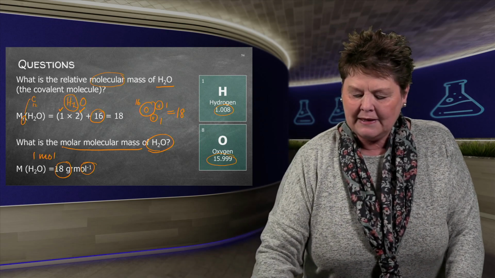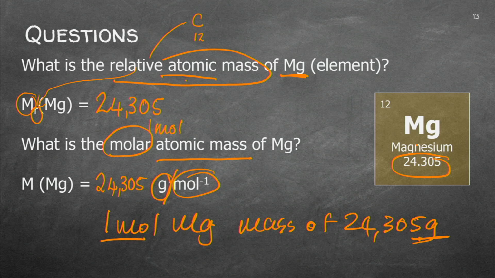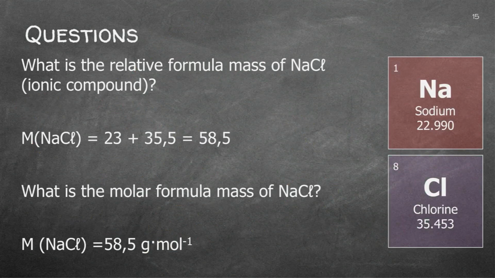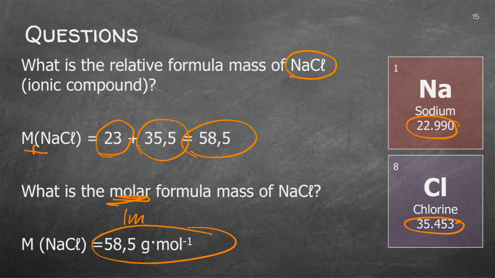And then finally, let's take now a compound. We first had an atom, then we had a molecule, and now a compound. So we've got sodium chloride. Again, I've got sodium and I've got chlorine. The relative, there I've got to remember to put my R in there. That's 23 sodium, 35.5 chlorine. I'm now getting 58.5. The molar, 1 mole, will be exactly the same value, but then you know it's grams per mole.